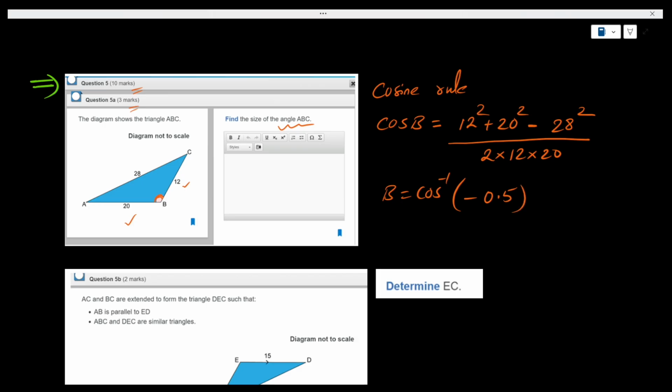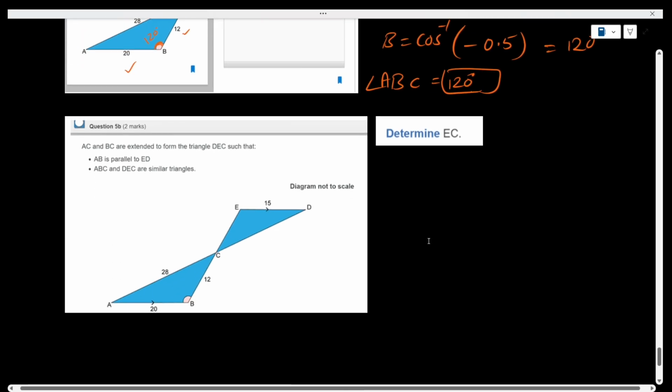And if you take cos inverse of that answer, you are getting 120 degrees. So this angle, you are getting it as 120 degrees. So here angle ABC is equal to 120 degrees.